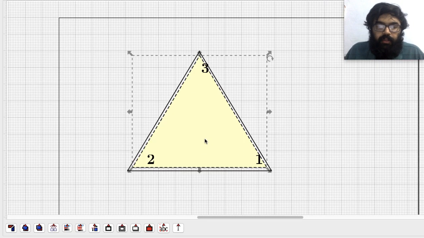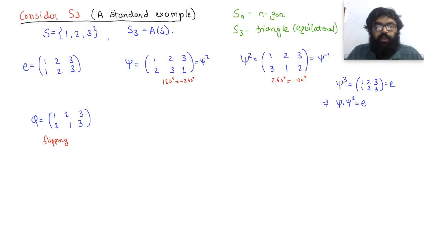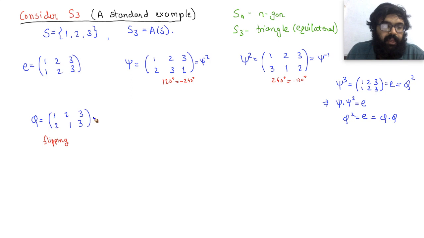Now let us see what happens if we flip back. Now this is 2 1 3. I click this and I again flip back. See what happens. If I flip this again, 1 and 2 are back in position. So now it is 1 2 3. That means if I flip twice, then I get the same position. So phi square is identity. That means the inverse of phi is phi. So flipping back means phi inverse equals phi. Phi square equals identity.